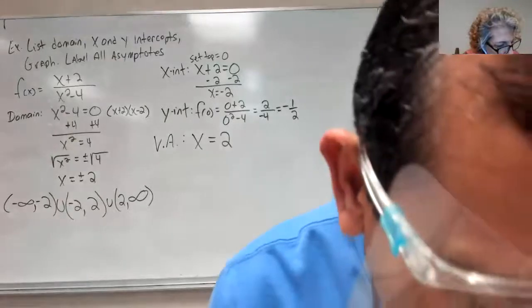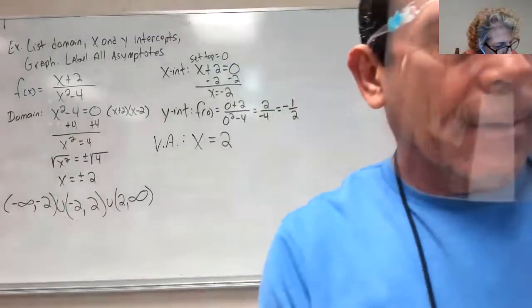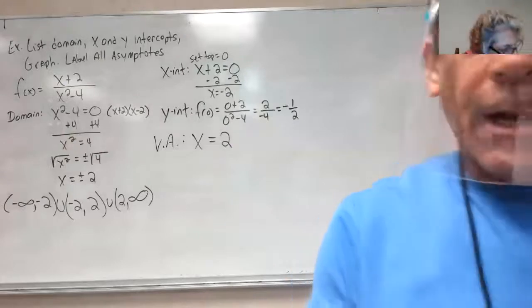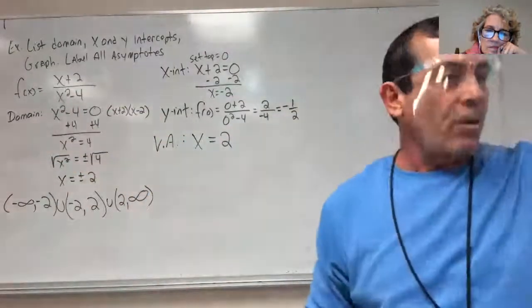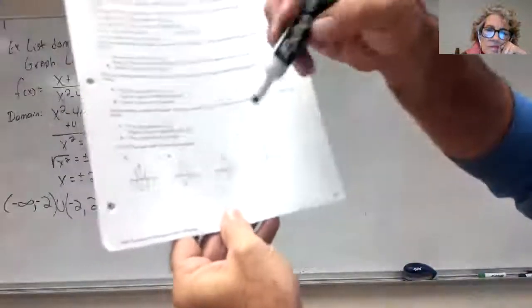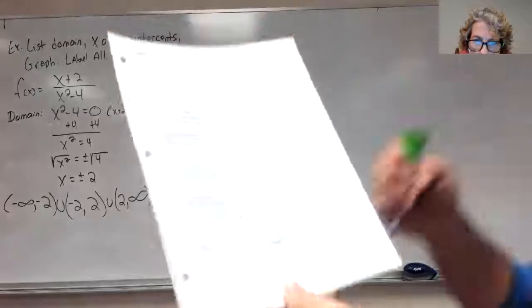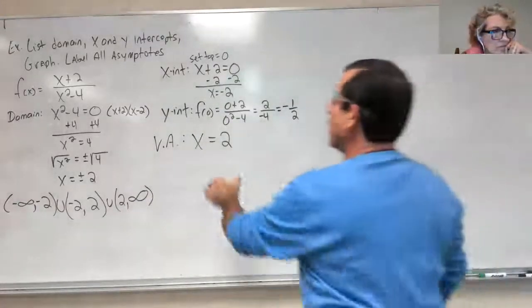I don't know if y'all can tell, but I want to show y'all this hole. You see right there, and right there on that one, how it does the little holes on them. So it's going to put a hole instead of a vertical asymptote. I don't know if you can see this, but there's a hole right there and a hole right there on the graphs. Okay. So we've only got the one vertical asymptote.